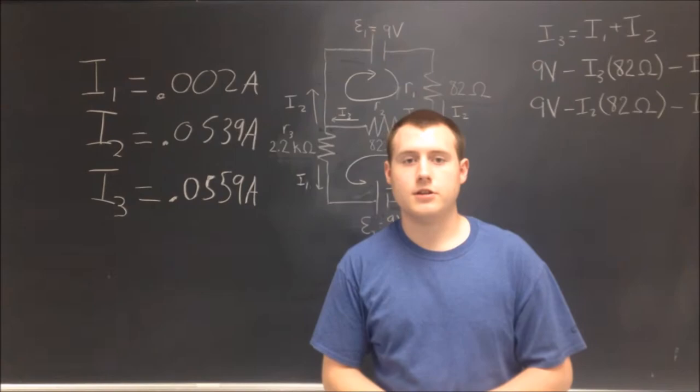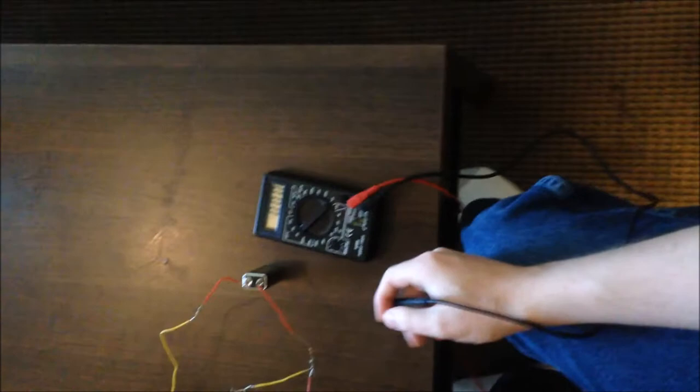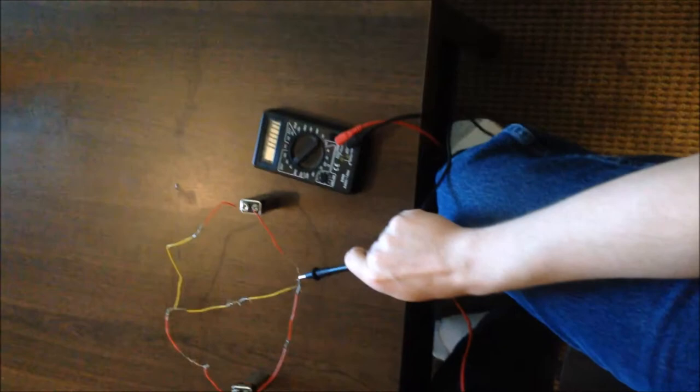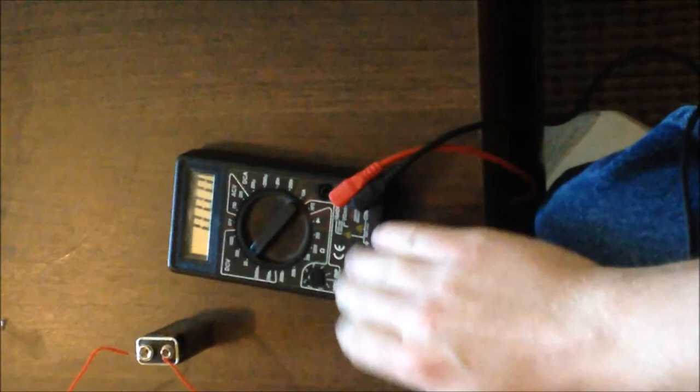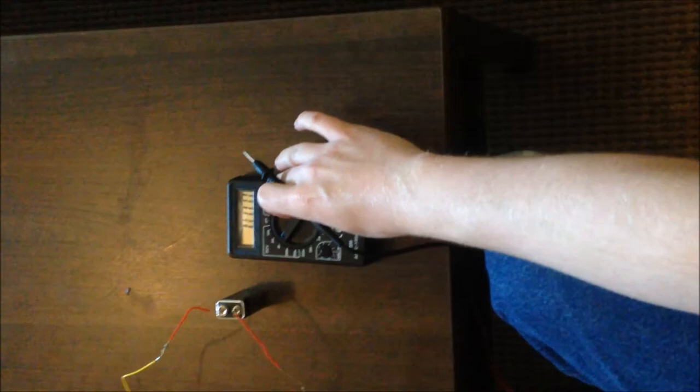Alright, so here is the circuit we have set up here. So here is our 2.2 thousand ohm resistor, and then these other two are the 82 ohm resistors. So now, if we want to check to see the current, normally you would be able to use the current setting on the multimeter. But unfortunately, the fuse blew out in the multimeter, so we're going to have to use the voltmeter part of the multimeter to find the voltage across each of these, and then use Ohm's law to convert it.